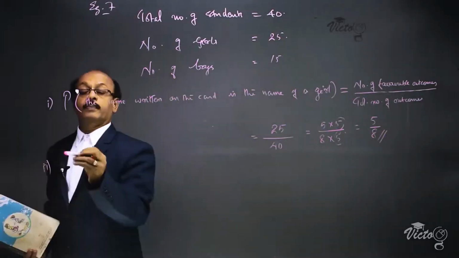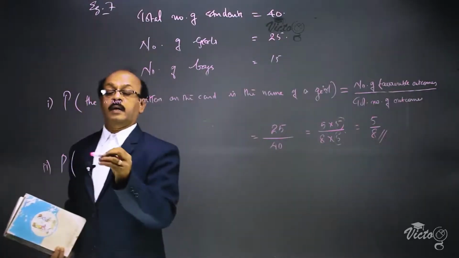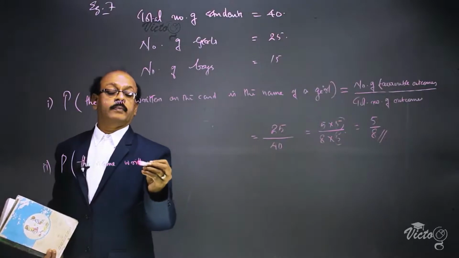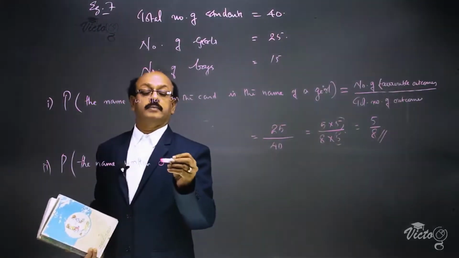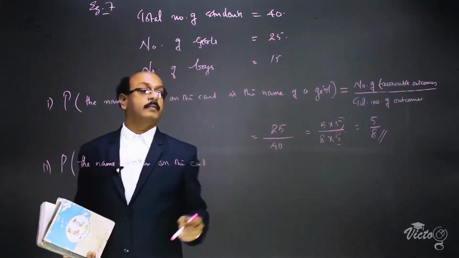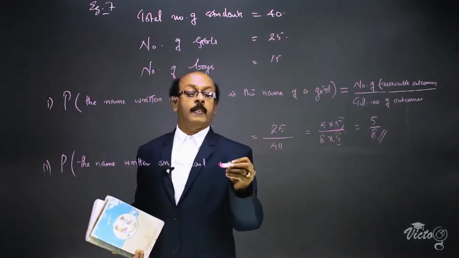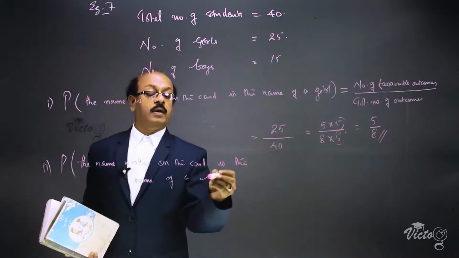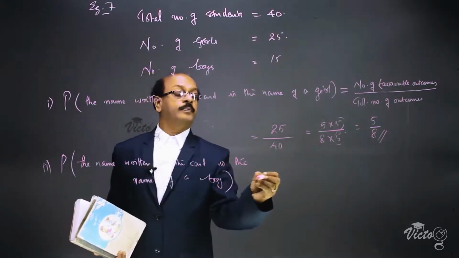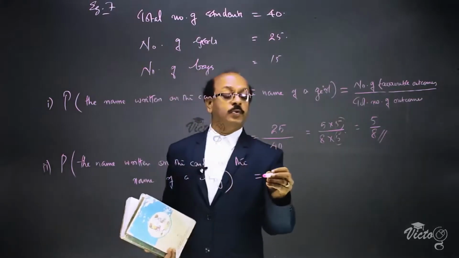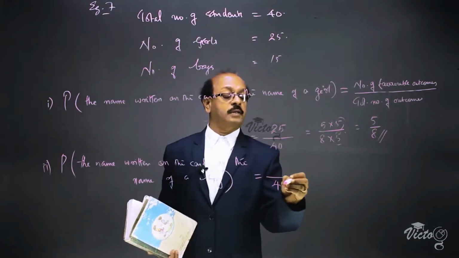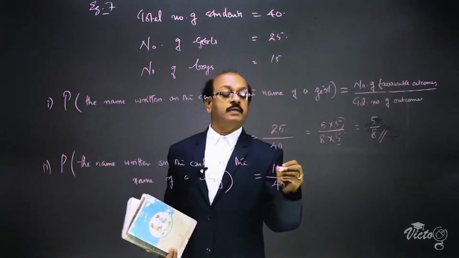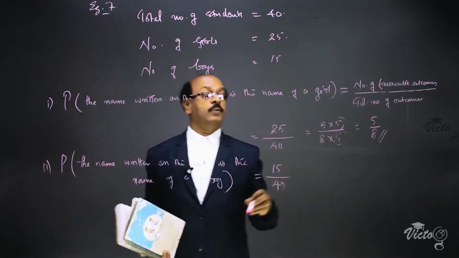Second part, probability that the name written on the card is the name of a boy. Total number of students in the class is 40 and that is the total number of outcomes, and number of boys is equal to 15 and that is the number of favorable outcomes.